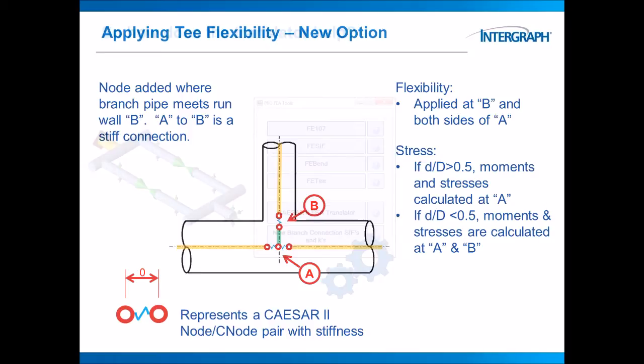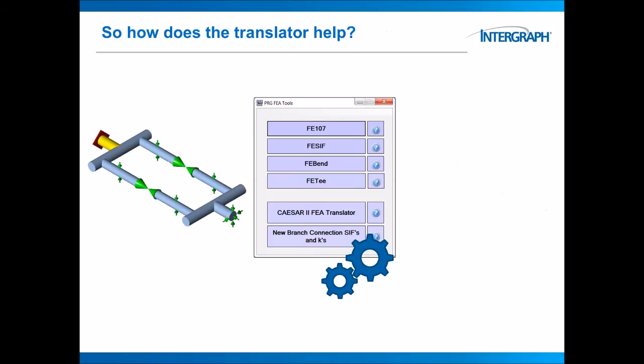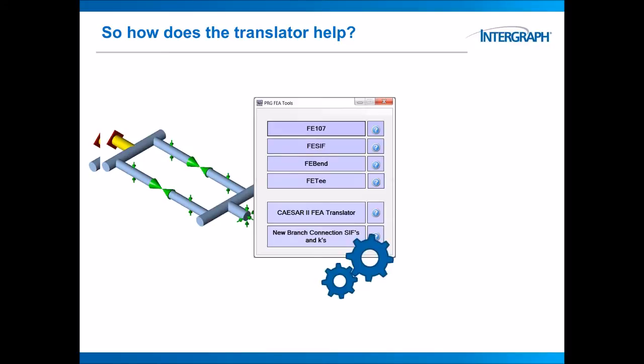And then the stresses and moments are calculated, as shown here, dependent on the D over D ratio. So that's how you could model your T's to include this flexibility. And that's what the FEA translator does for you automatically. So very, very easy to use.